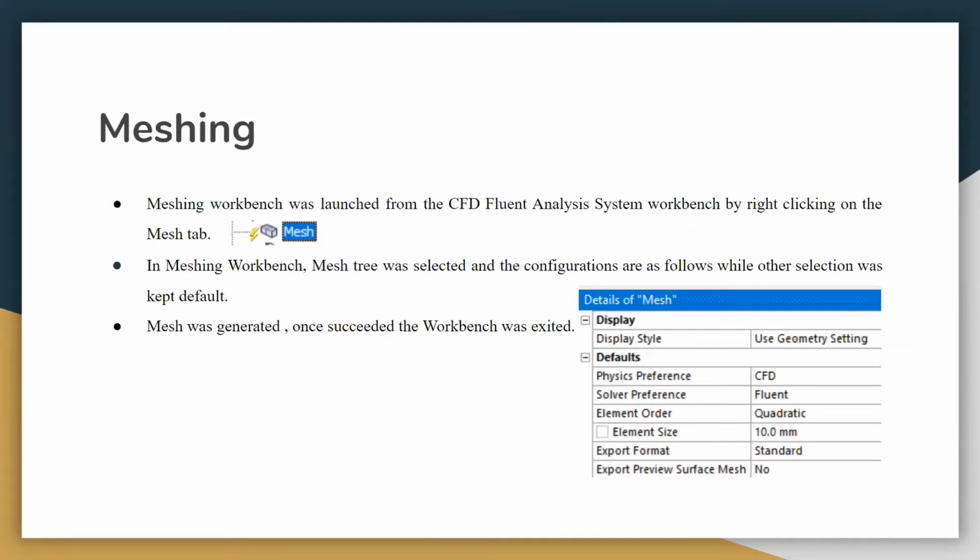In the meshing stage, the meshing workbench was launched from the CFD Fluent Analysis System workbench by right-clicking on the mesh tab. So you can see the symbol there. In the meshing workbench, click on the mesh tree, and then the configuration was set up as follows, while other selections were kept default. So you can see the details of mesh. We changed the element order from linear to quadratic, and also the element size to 10 mm. Once that's done, the mesh was generated and the workbench was exited.